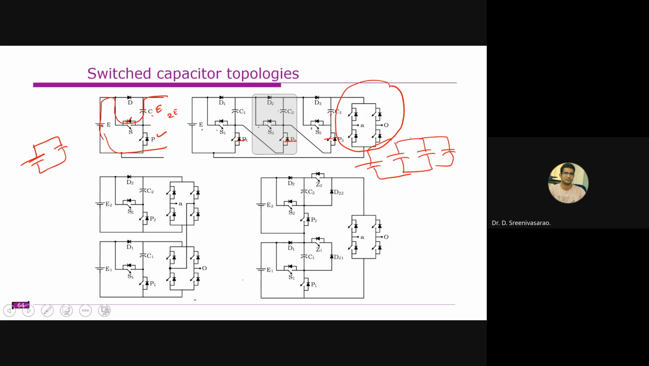So these are known as the switched capacitor topologies. Normally, it consists of some voltage gain, similar to the DC-DC converter. So let us assume this is only E voltage level, but you are getting 2E. This voltage gain we can define as 2.